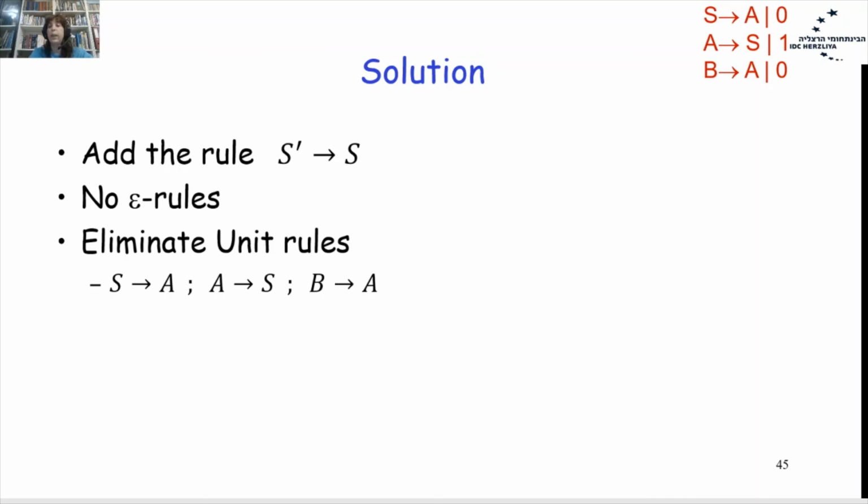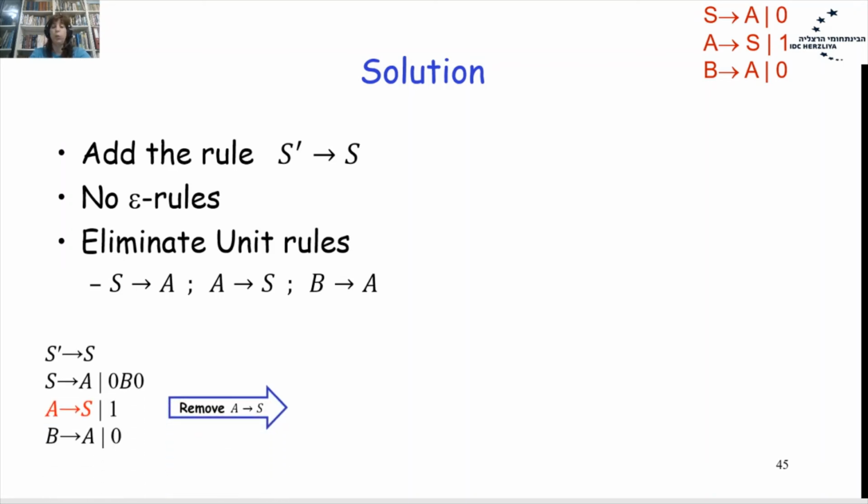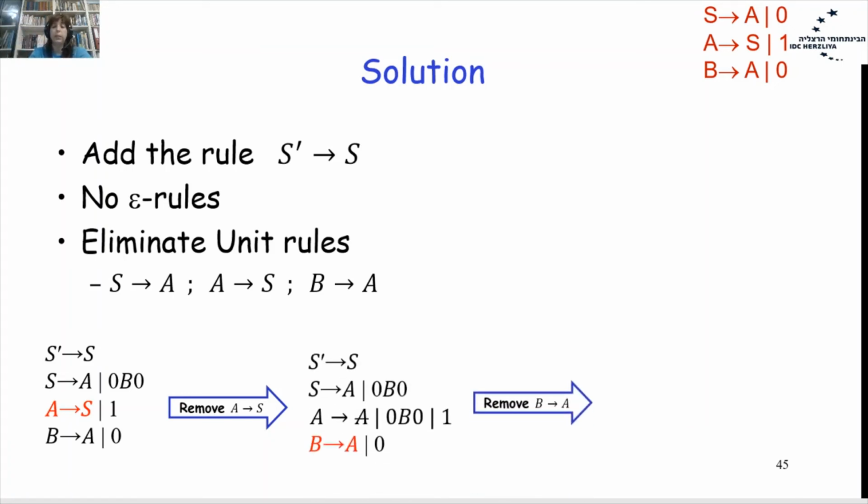And we have several unit rules: S derives A, A derives S, B derives A. So we add a new rule, S0 derives S, without epsilon, since we don't have epsilon. And now we start the elimination of unit rules. The first rule that we will eliminate is A derives S. We will replace S with the right-hand side that can be derived from S. So we will have A derives A or 0B0 or 1. Since A derives A makes no sense, we eliminate this rule.